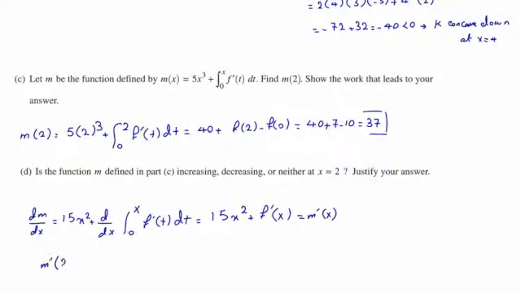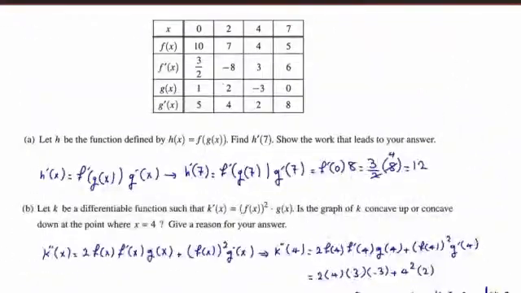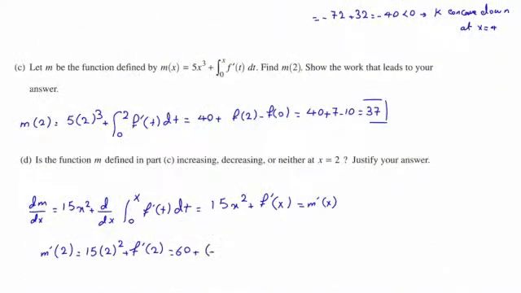Now at x equal to 2, m prime of 2 equal to 15 times 2 squared plus f prime of 2. 2 squared is 4, 4 times 15, 60, plus f prime of 2. F prime of 2 is what? Is negative 8. So plus negative 8. So 60 minus 8 is 52. Now because 52 is positive, we can say m is increasing at x equal to 2.